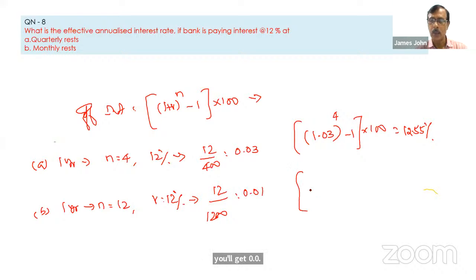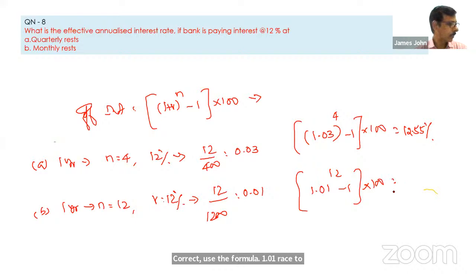Use the formula: 1.01 raised to 12, minus 1, into 100. You will get it as, tell me, 12.68. Good. Is it clear? Clear? Okay.